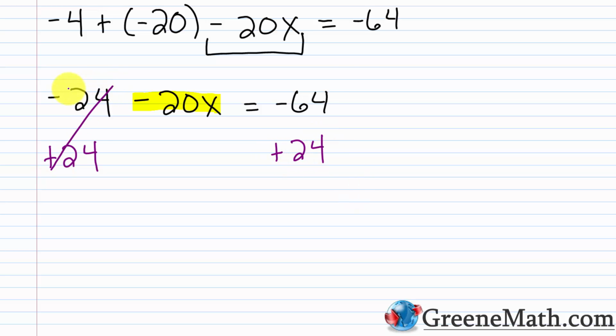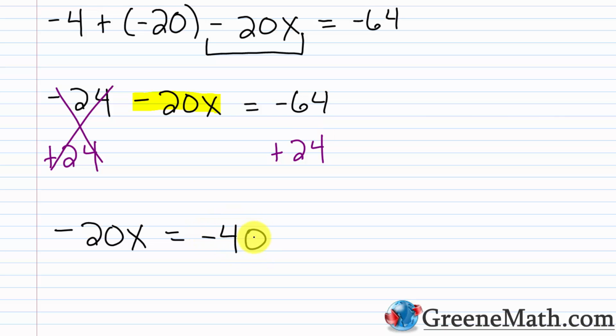Now this is going to cancel, right? -24 plus 24 is 0. So the left side of this equation is -20x. On the right side, I have -64 plus 24. So what's that going to be? Well, mentally, we can do this. We have a 4 and a 4 here. So really, I'm doing 64 minus 24, which is 40, and I'm slapping a negative on it. So this is going to be -40.